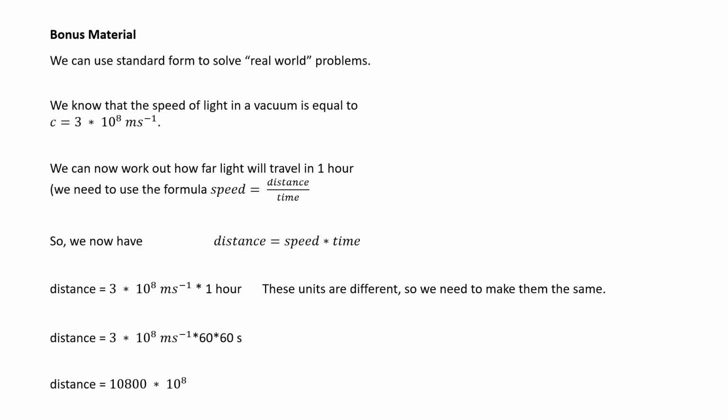So when we work that out, we get 10,800 times 10 to the power of 8 meters, which is, as I've done there, the first number 10,800 is not in standard form, so it's not the right format. I change it to the correct format, and I end up with that 1.08 times 10 to the power of 12 meters. If I divide that by 1,000, it will travel 1.08 times 10 to the power of 9 kilometers.